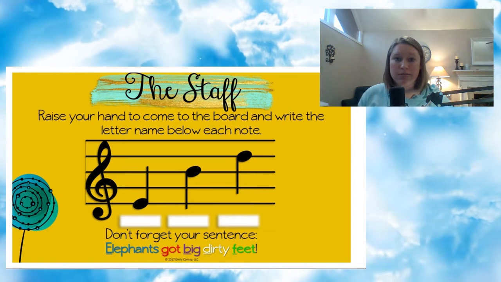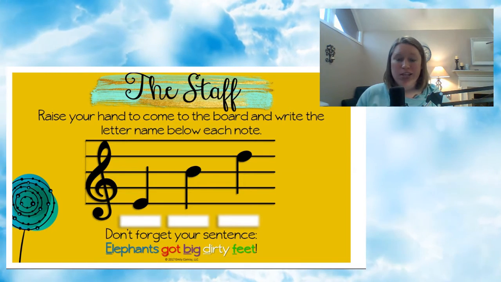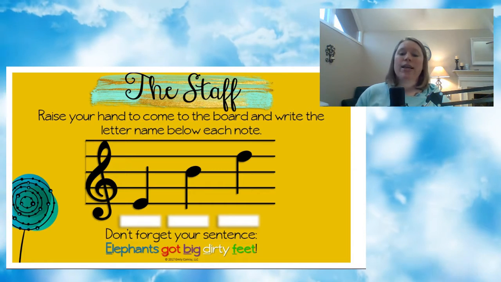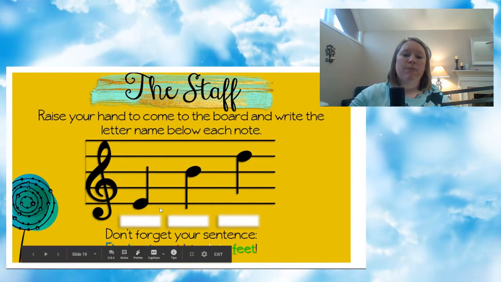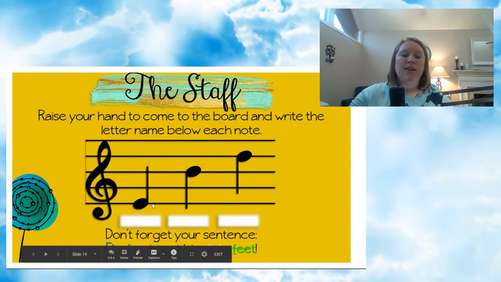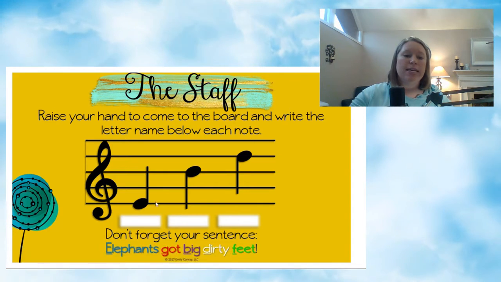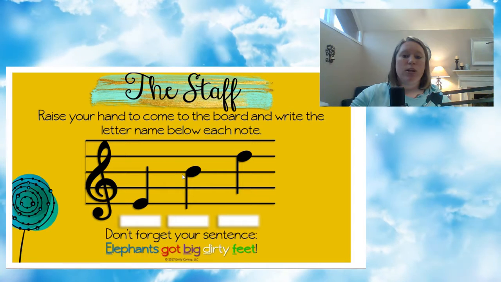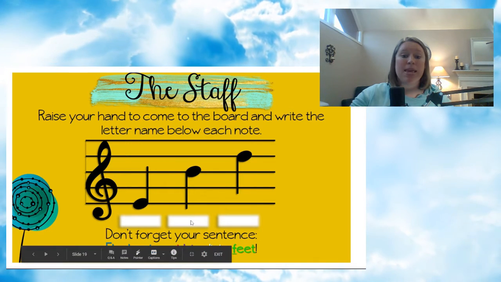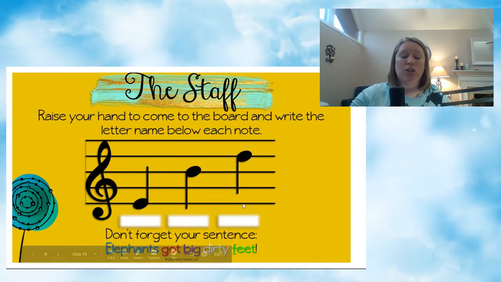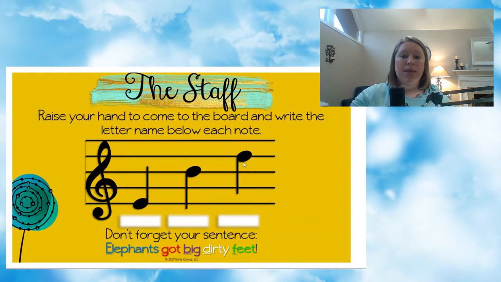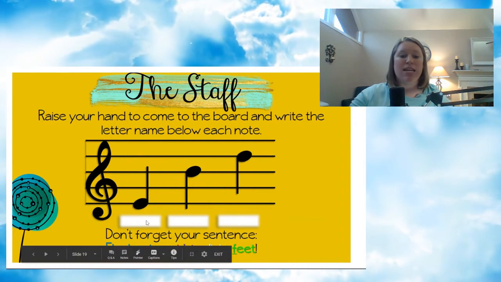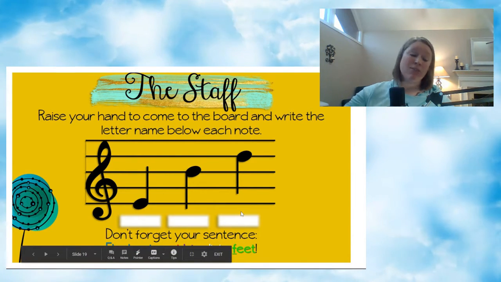Okay, did you pause? Did you not? Did you write your letters down? Don't cheat. Okay, so remember our sentence, elephants got big dirty feet. So this is elephants. So what letter do we go here? E. You should have put an E there. All right, ready? Elephants got big. So what note goes here? Big is B. Good, you should have a letter B there. Now let's go to this one. Elephants got big dirty. D. All right, so we're going to put a D in there. So you should have had E, B, and D. If you did, give yourself a pat on the back.